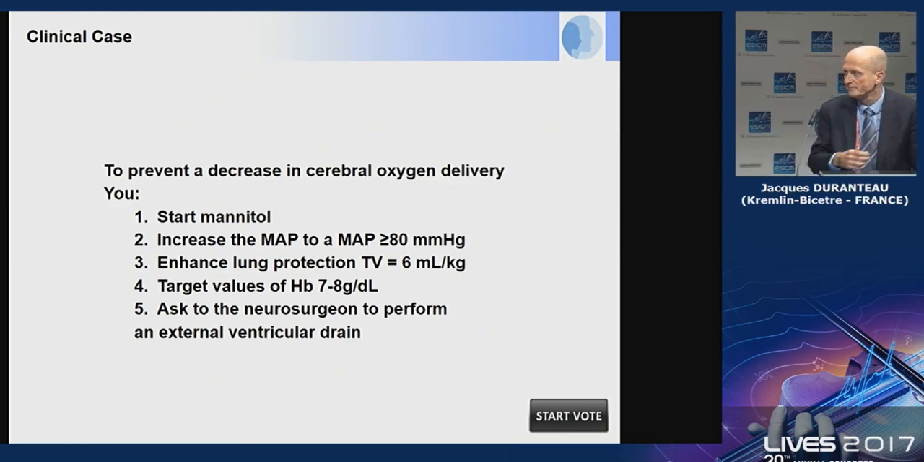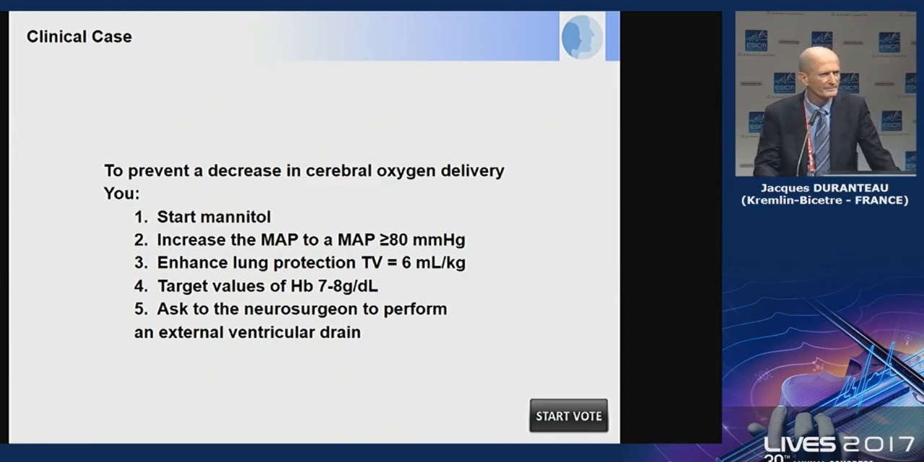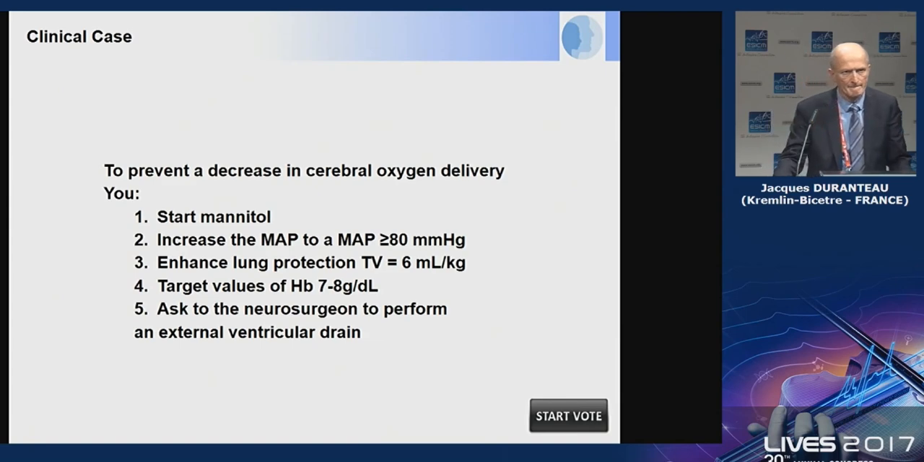Okay, so number 1, start mannitol. Anyone? Number 2, increase the mean arterial pressure to 80. Yeah, that's got some interest. Number 3, lung protection. Number 4, target values of hemoglobin 7 to 8. And lastly, asking a neurosurgeon to put in an EVD. That's not a very popular option.